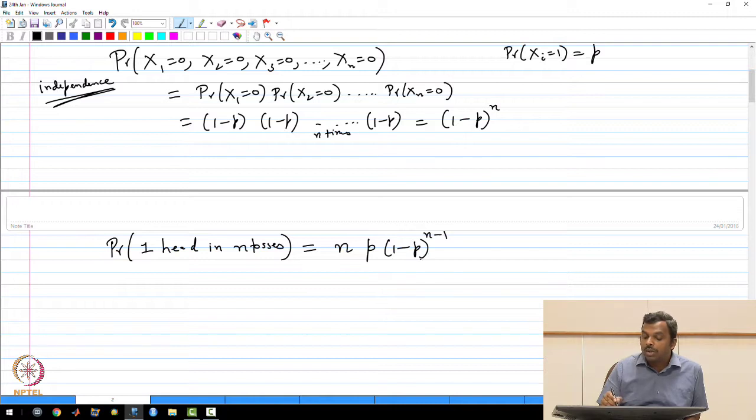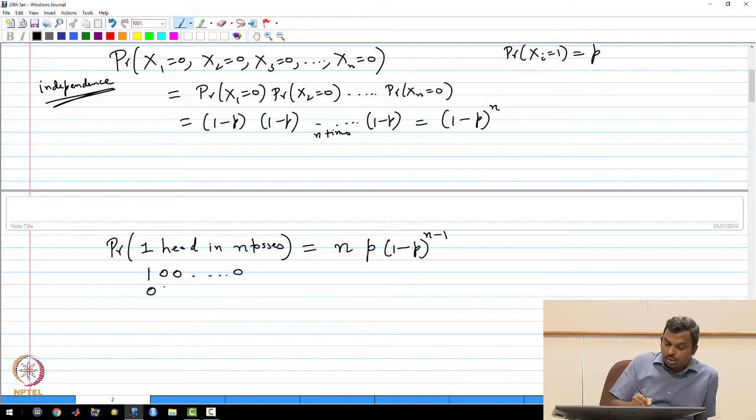If you multiply them together, you will get (1 minus p) power n minus 1, and where does the n come from? This head p can occur either in the first position or in the second position. It has n possible places, so you have to add up all the possibilities. In fact, if you want to write it down, this corresponds to the event 1 0 0 0 0 0, or 0 1 0 0 0 0, or 0 0 1 0, and so on till 0 0 0 1. Each of these has probability p into (1 minus p) power n minus 1.